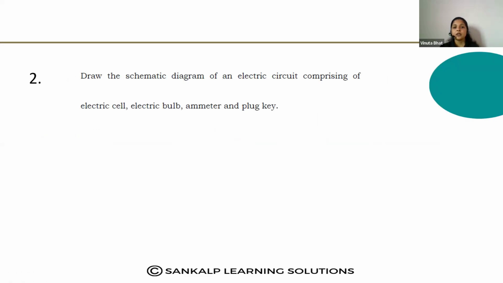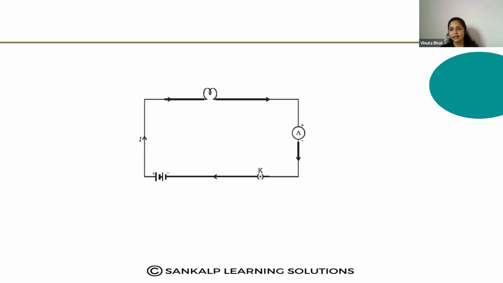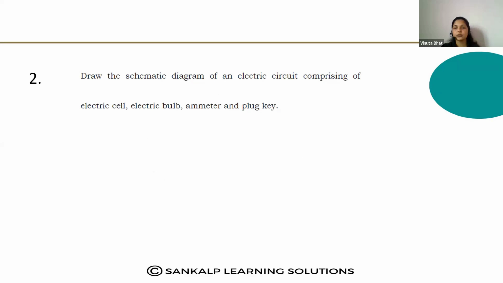Next question. Draw the schematic diagram of an electric circuit comprising an electric cell, electric bulb, ammeter and plug key. The electric circuit should contain the electric bulb, electric cell, ammeter and plug key. So this is the electric circuit diagram. Please note down the question.